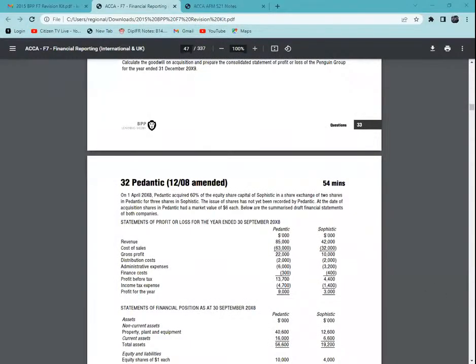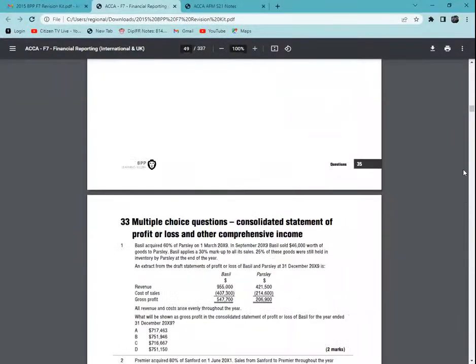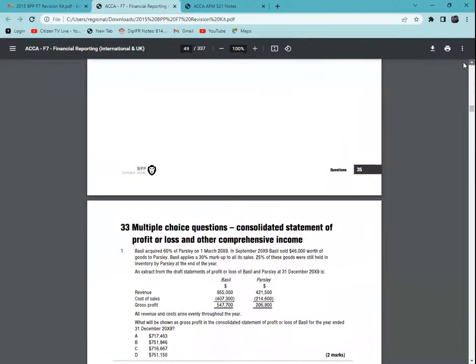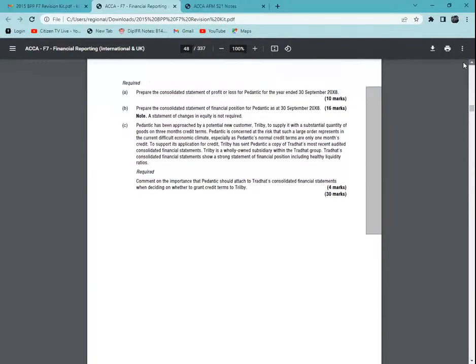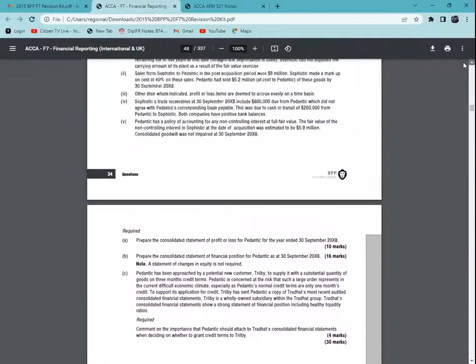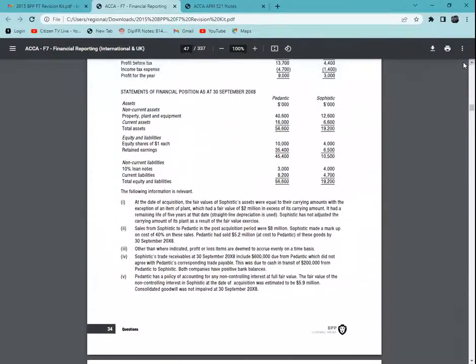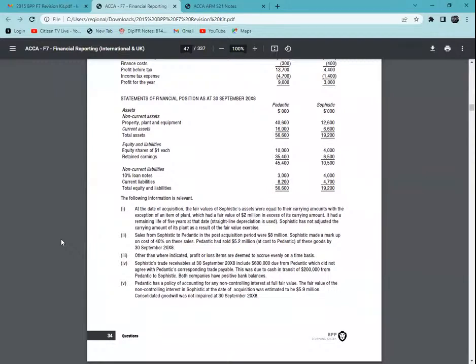Please go to the balance sheet of Sophistic and tell us the number of shares that Sophistic has. To get the number of shares, we normally take the share capital divided by par value.